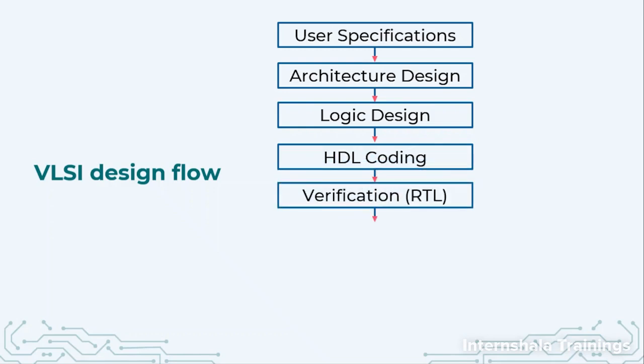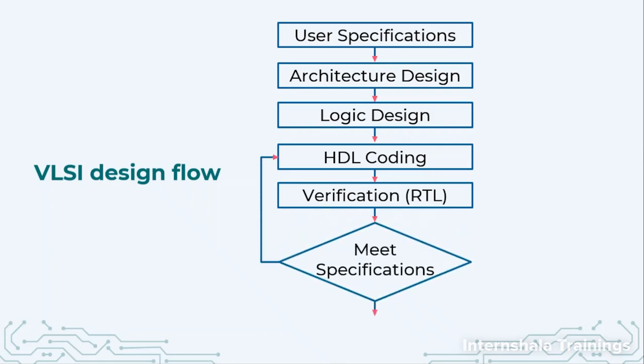Once the coding is done, we have to verify our design at RTL level, which is register transfer level. That means we are going to see if the circuit which is produced after the coding is correct or not. If everything is fine and we meet the specifications, we go for the fabrication. Otherwise, we come back to the coding, optimize the code, and check it again. In this training program, we are not going to talk about the fabrication process because that is a completely different aspect of VLSI design.